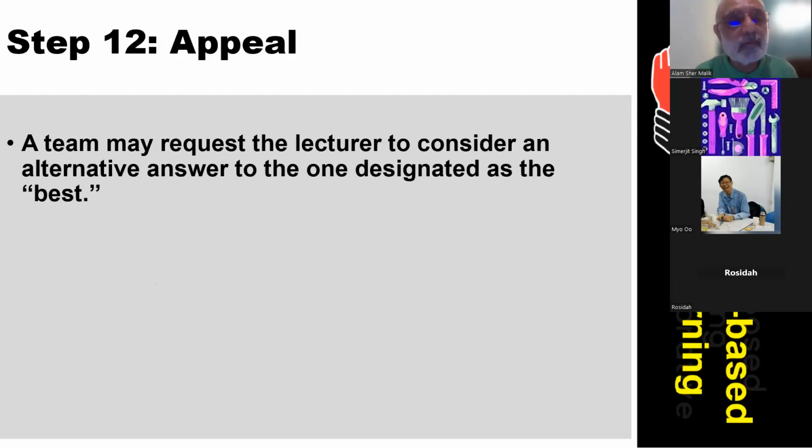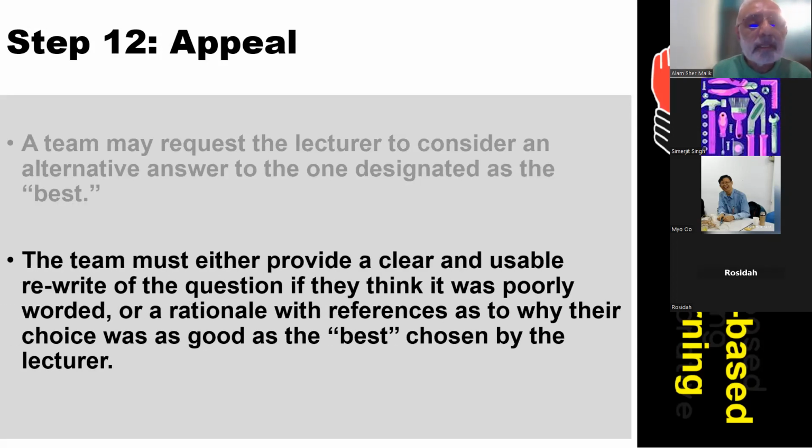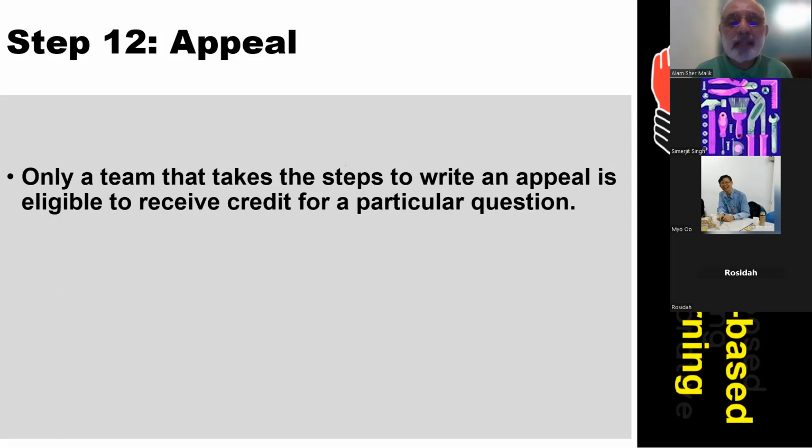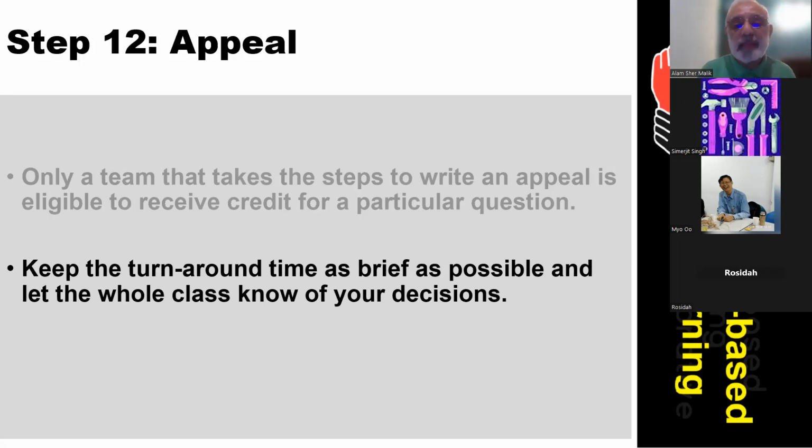Appeal is another important component, where some students may not agree with the best answer provided by the lecturer, and they may make an appeal, and they can offer an alternate answer to the best answer. The team must either provide a clear and usable rewrite of the question if they think it's poorly worded. Students may think the question was ambiguous, so they have to give an alternative statement, or they have to justify and explain why they think the answer they are providing is best or is equally important as the one chosen by the lecturer. Only a team that takes the steps to write an appeal is eligible to receive credit for that particular question. So keep the turnaround time as brief as possible.